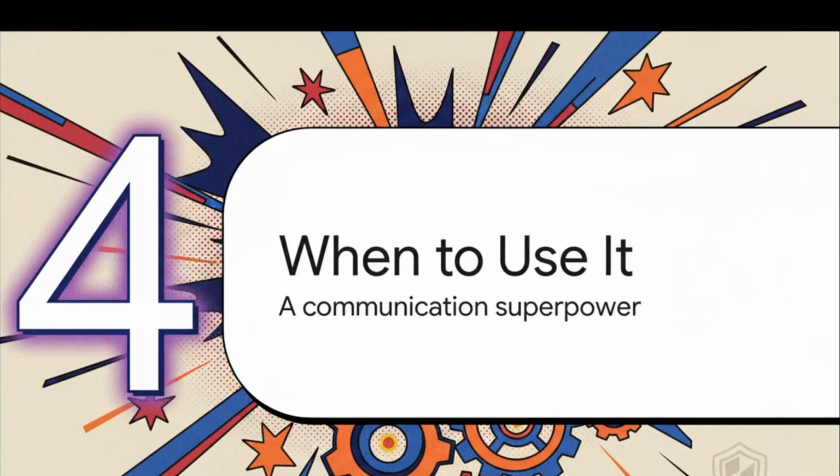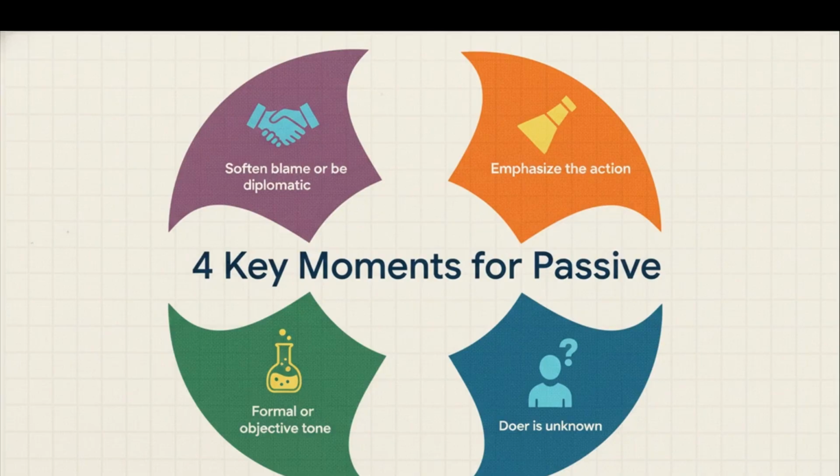Okay, this is where things get really, really cool, because we're moving past just how to do it and into why you'd want to. So from now on, I want you to stop thinking of the passive voice as a grammar mistake. Think of it as your secret weapon, your communication superpower. So, when do you unleash this superpower? Well, there are basically 4 key situations where the passive voice isn't just okay, it's actually the better choice. It's all about controlling what your audience pays attention to.